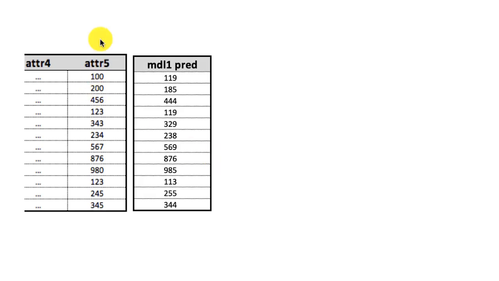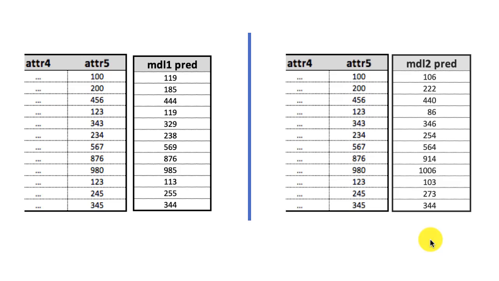So here is our target attribute, attribute 5. Here is one model that made a prediction, and here are the predictions made by another model. You'll see that the attribute 5 values are of course the same because it's the same data set, but one model made these predictions, another model made these predictions.